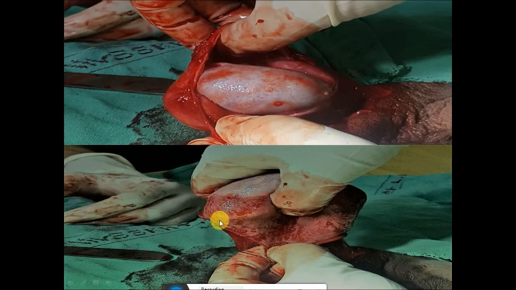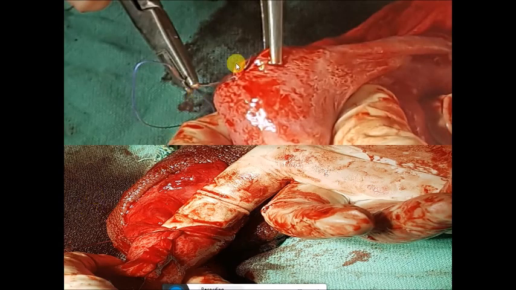So we wrap this sac posterior to the cord and will stitch it. Now this is the stitching procedure. This is the cord and this is the wrapping around the cord in the opposite direction. Now this is the diagram showing one finger breadth space.